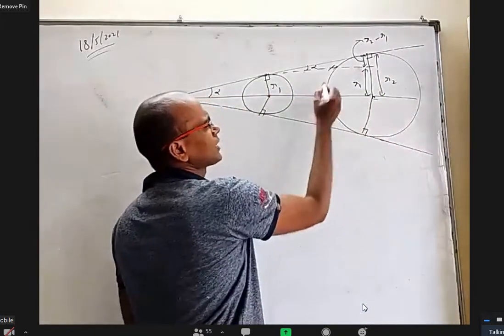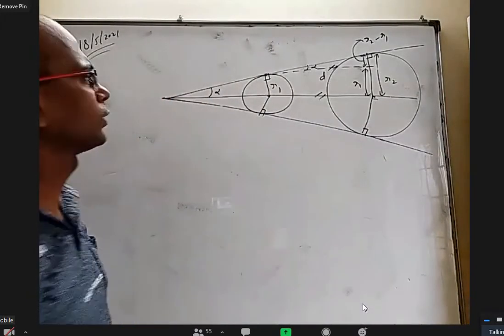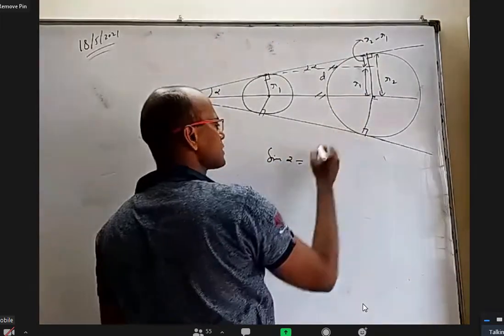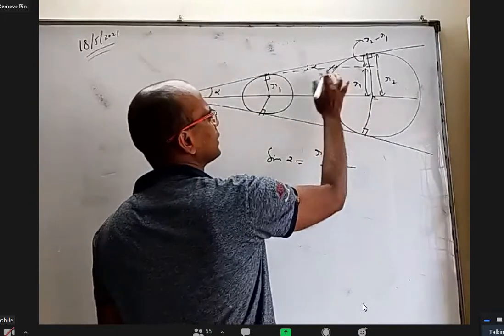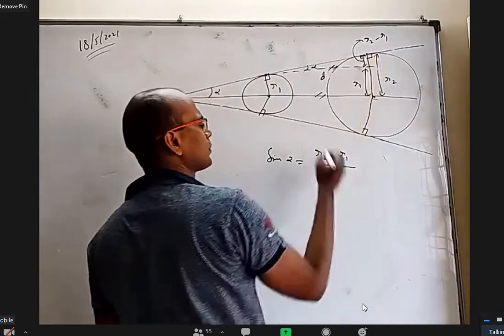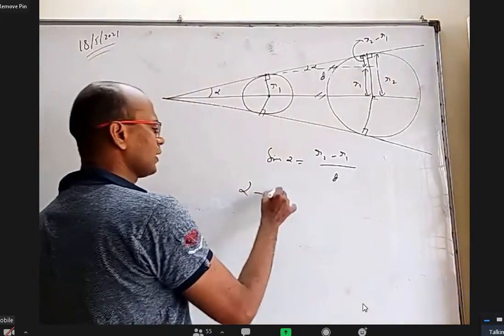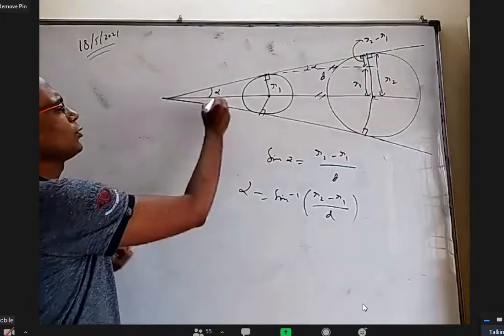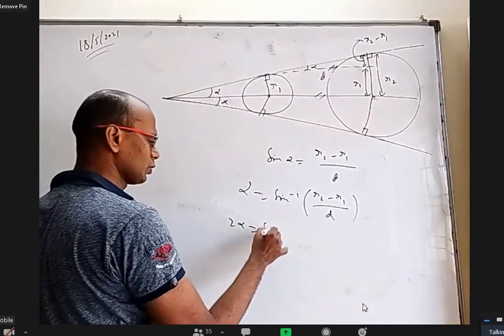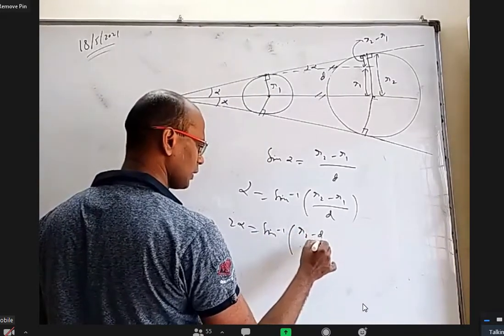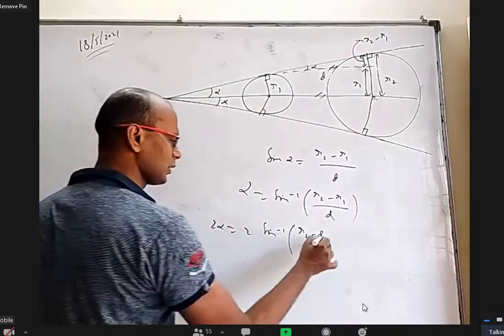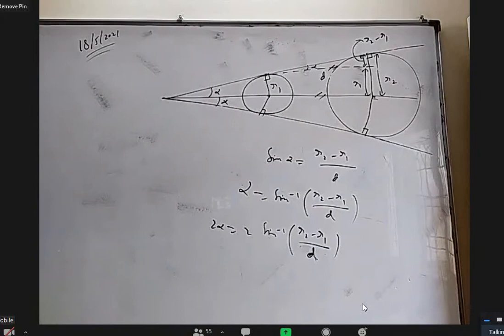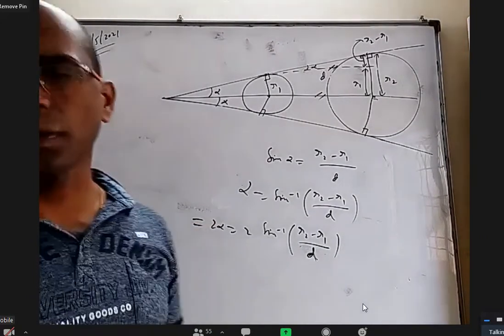And I know the distance between the centers will be D. Okay. Now from this small right angle triangle, sine alpha, opposite side is R2 minus R1 and hypotenuse, because this is 90, is AB. So I'll get alpha equal to sine inverse of (R2 minus R1) by D. And this will be 2 alpha. So 2 alpha equals 2 sine inverse of (R2 minus R1) by D. What is D? Distance between the centers. So it's a formula for the angle between direct common tangents.